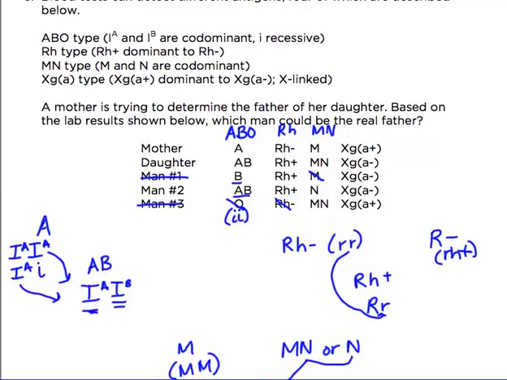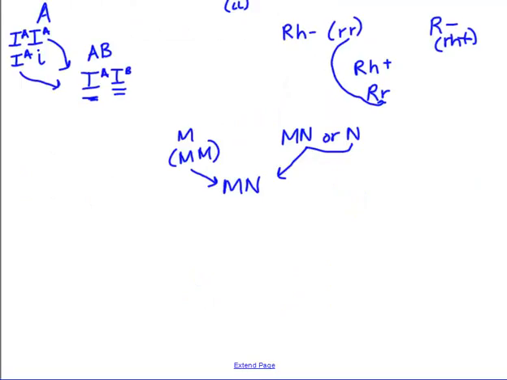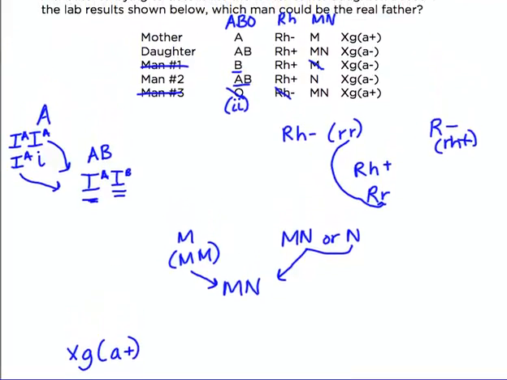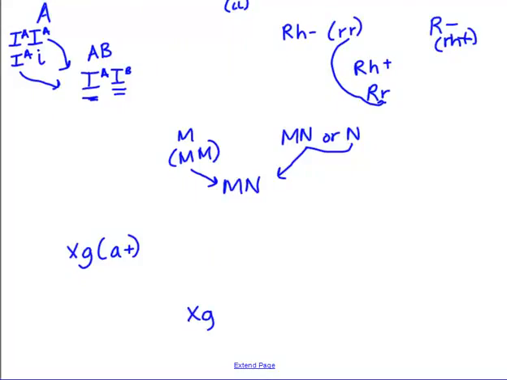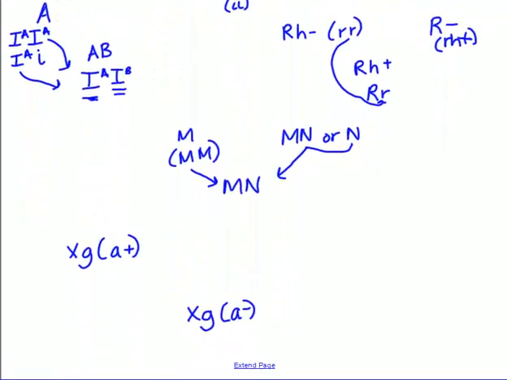Okay, so for the XG type, XG A plus is dominant to A minus, and this is an X-linked trait. So the mother here is XG A plus, and the daughter is XG A minus. Now again, A plus is dominant to A minus, and it's X-linked. So this mother, let's call it X plus. She had to have at least one X plus. And this daughter here is A minus. So because the A minus is the recessive phenotype, she must be X minus, X minus.